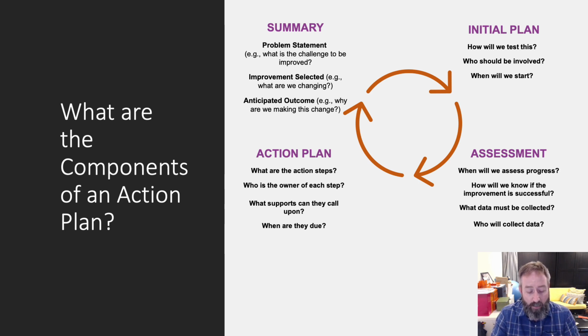Finally, the action steps. You want to know what it is going to happen. You want to know who's going to make it happen. You want to know what supports they have, whether it's budget or training partners or other staff that they can call on if the action plan isn't proceeding as designed. And then you want to know when your action steps are due so that you can stay on track for all of your annual goals.